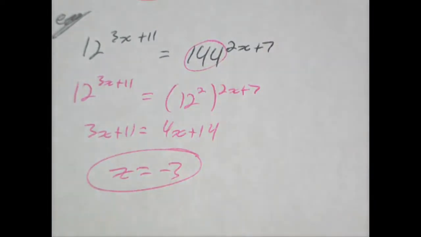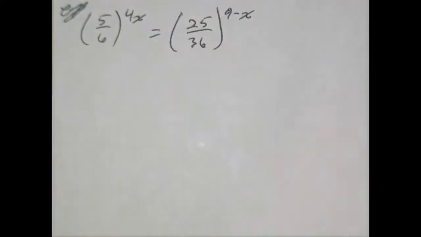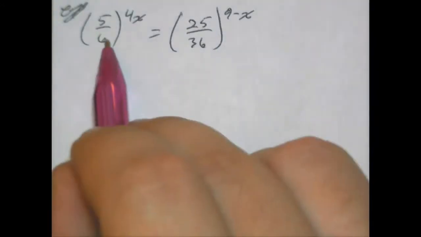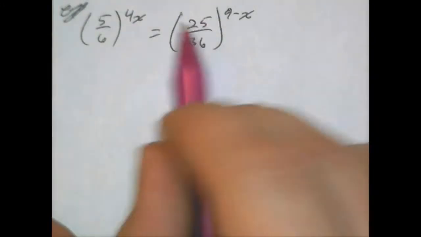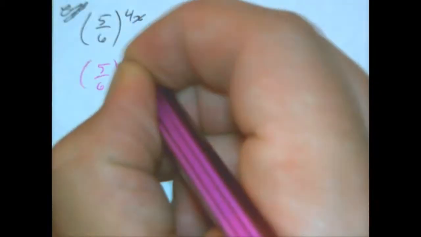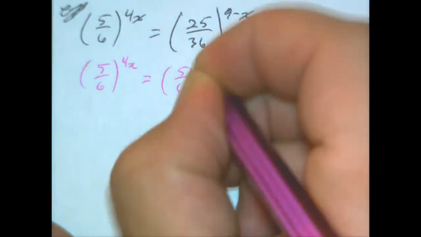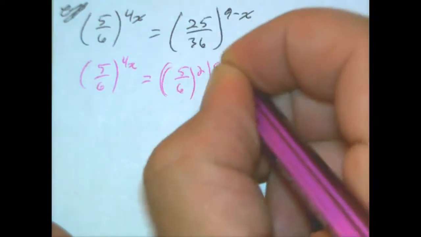Okay, same sort of deal as the last two. I know that 5 times 5 is 25. 6 times 6 is 36, so really this is 5 sixths squared. On this side, that is 5 sixths squared, so I can rewrite this. So this side's the same, and I'll have a base of 5 sixths: 5 over 6 squared times 9 minus x.